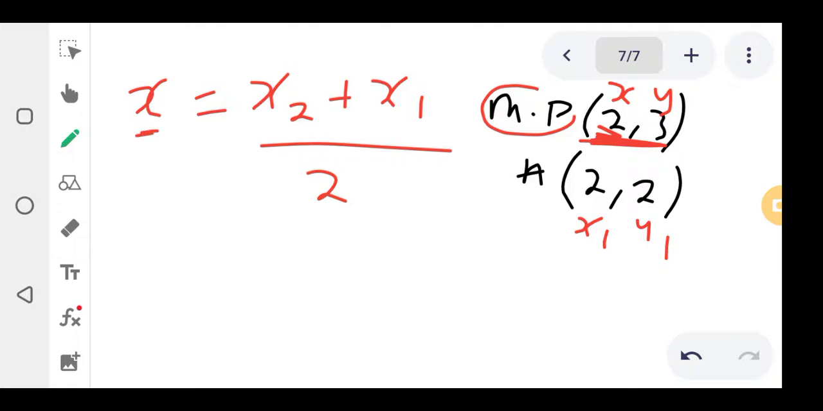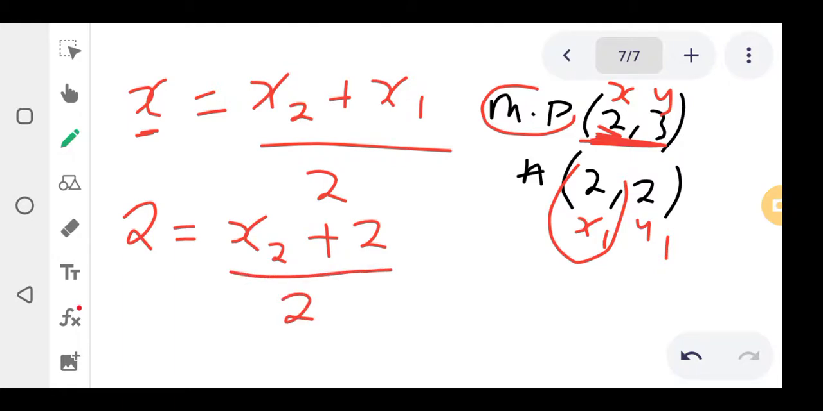So where there is x, I put 2 is equal to x2, which is the one I'm looking for, plus x1, which is 2 here, over 2. Then I simplify this. You already know this is 2 over 1. This is simple maths, like grade 9 maths. Then cross multiply: we've got x2 plus 2 is equal to 2 times 2, which is 4.